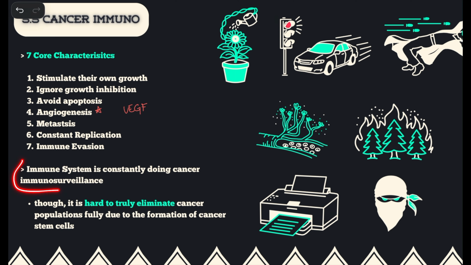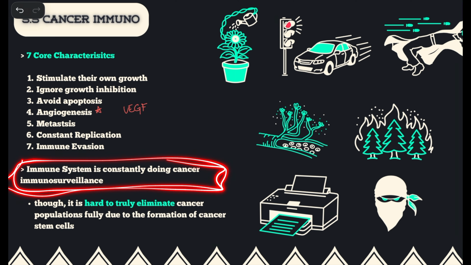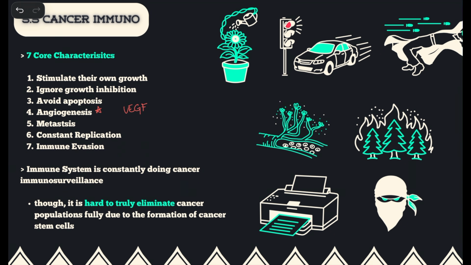So the immune system is constantly doing cancer immunosurveillance. I think that's a really cool concept that I can't stress enough. So that's why when we saw with some of these viruses that we talked about in the middle of the semester, when they mess with immune function, your cancer risk increases heavily because the immune system was combating cancer this whole time. You just didn't know it.